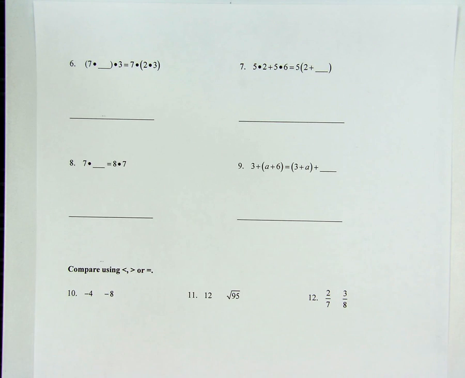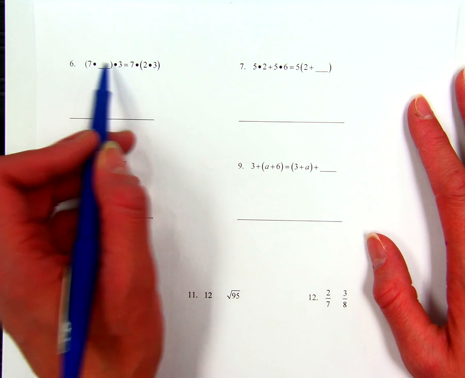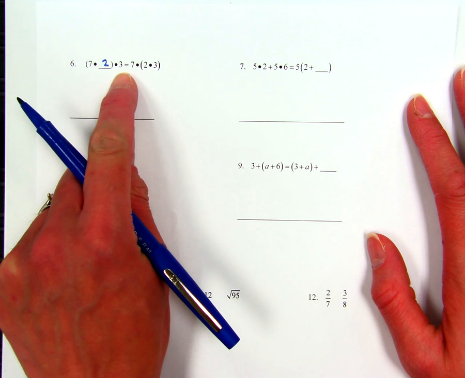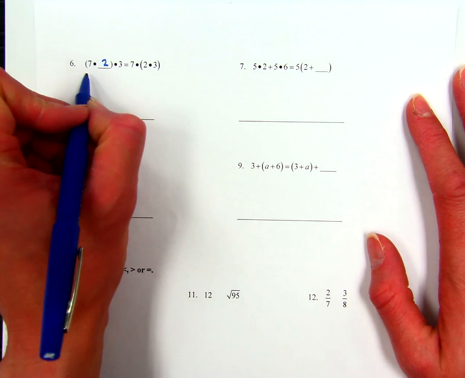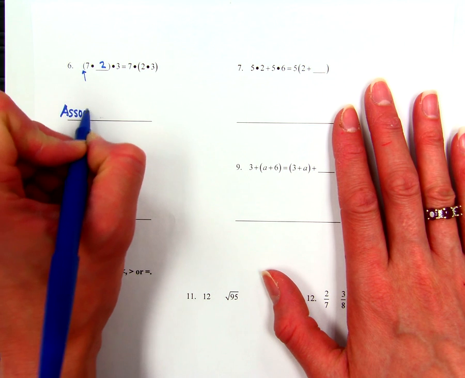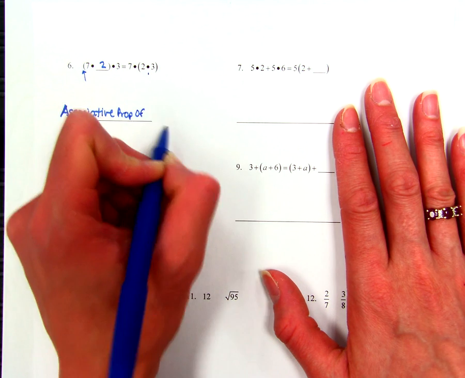All right, number 6. What's missing in here? 7 times 2 times 3, we're missing our 2. So this is saying 7 times 2, you do that first, then multiply by 3. Here you do 2 times 3, then multiply by 7. Since you're associating them differently, this is the associative property of, and that is multiplication.